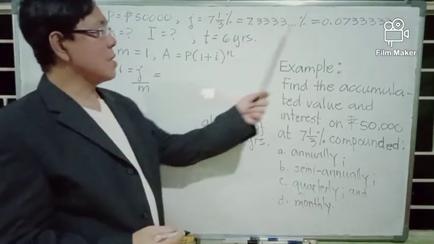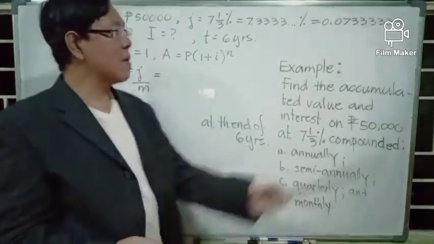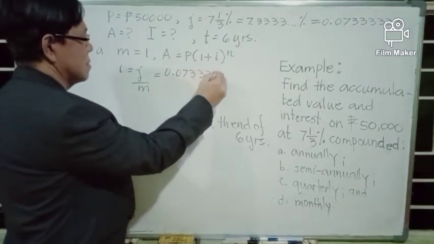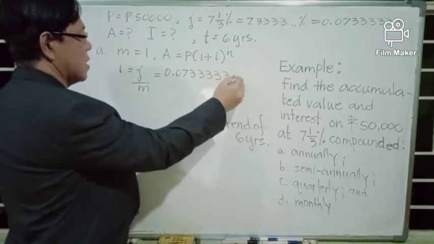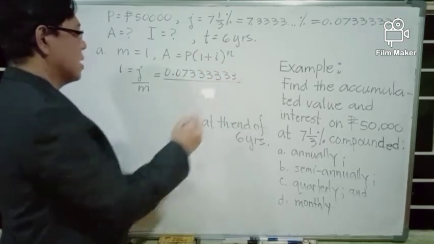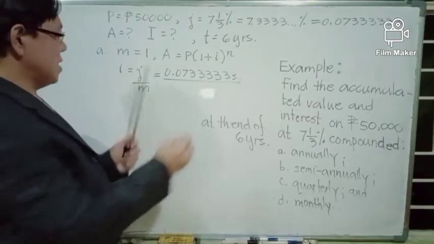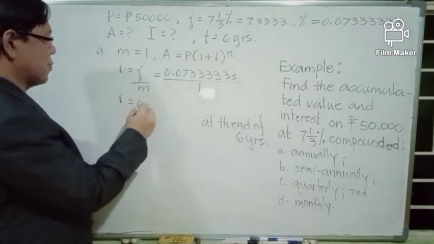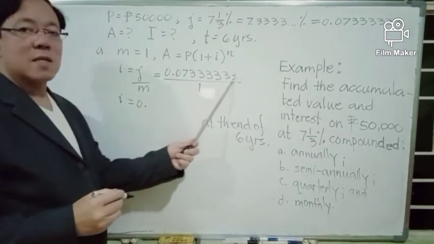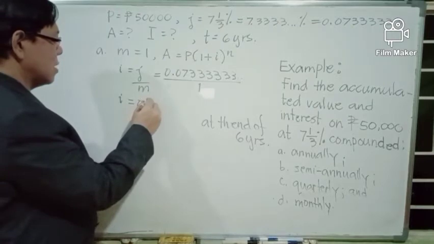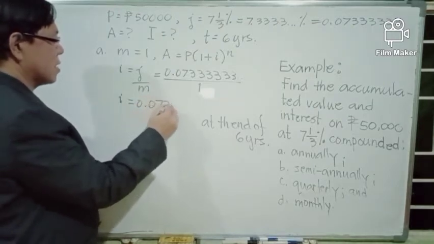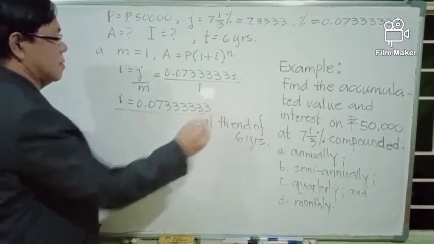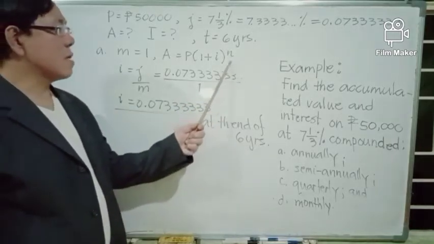where our J in decimal number is 0.0733, with the 3 repeated without end. Divide by M. M is 1. So our I is 0.073333 divided by 1 equals 0.073333. Next, we need the N.